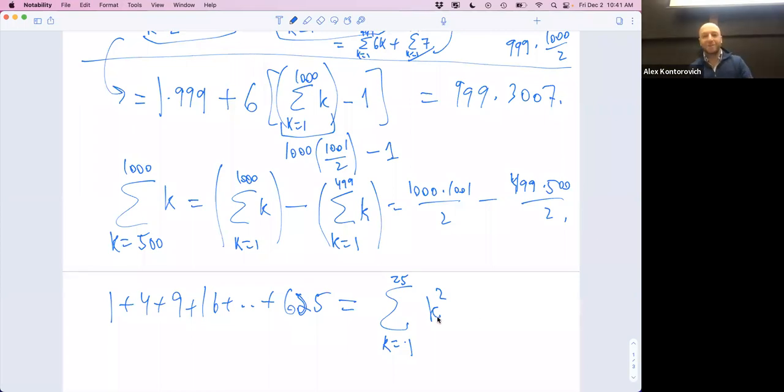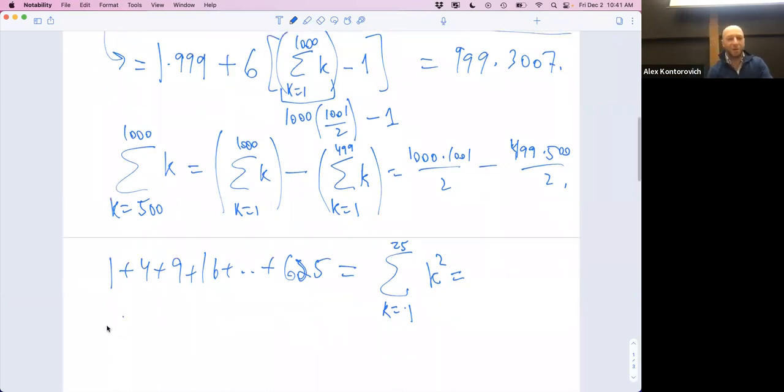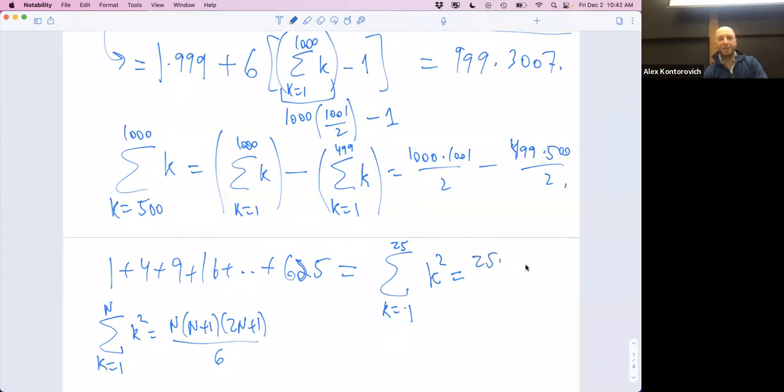Anyway, do you remember we discussed a formula for the sum of the first something squares? Well, yes. So let me record that formula over here. The sum as k goes from 1 to n of k squared was n times n plus 1 times 2n plus 1 over 6. So in the case of n equals 25, I get 25 times 26 times 51 over 6.